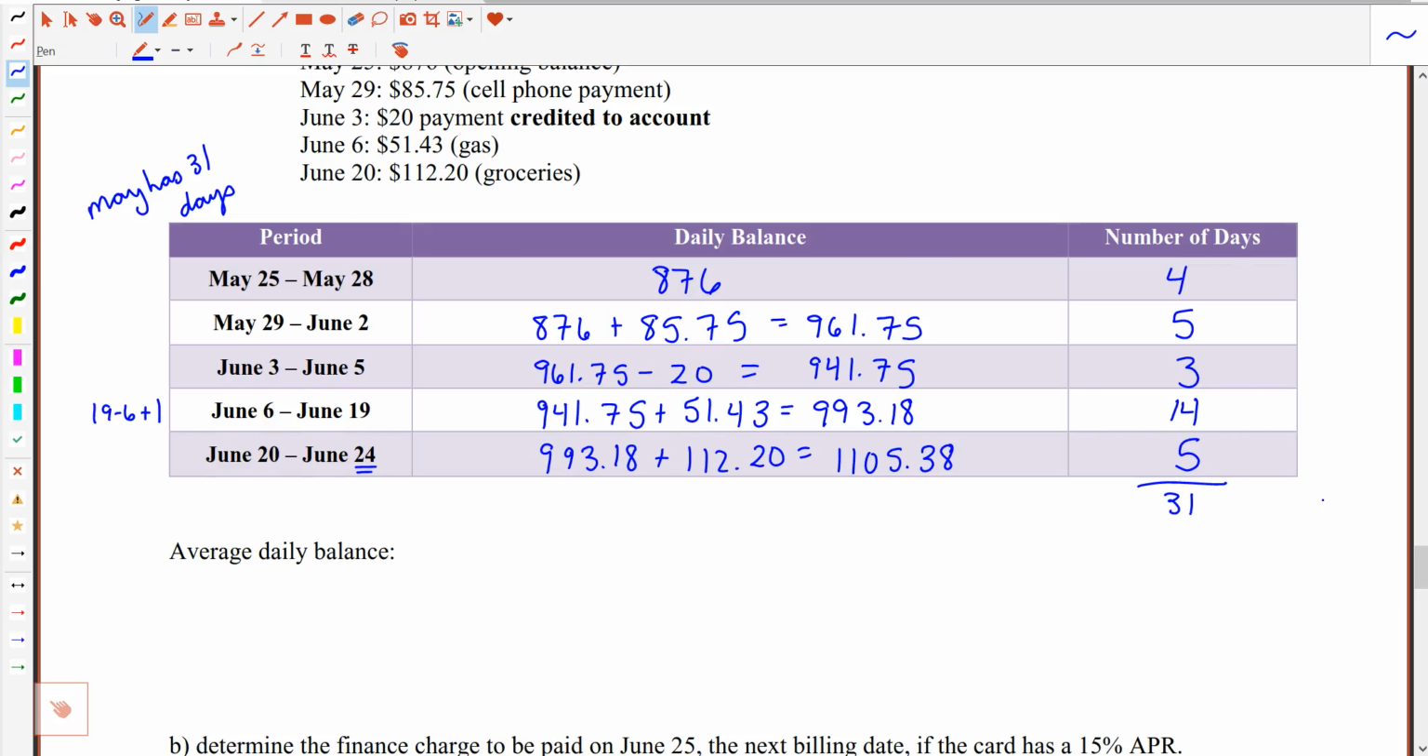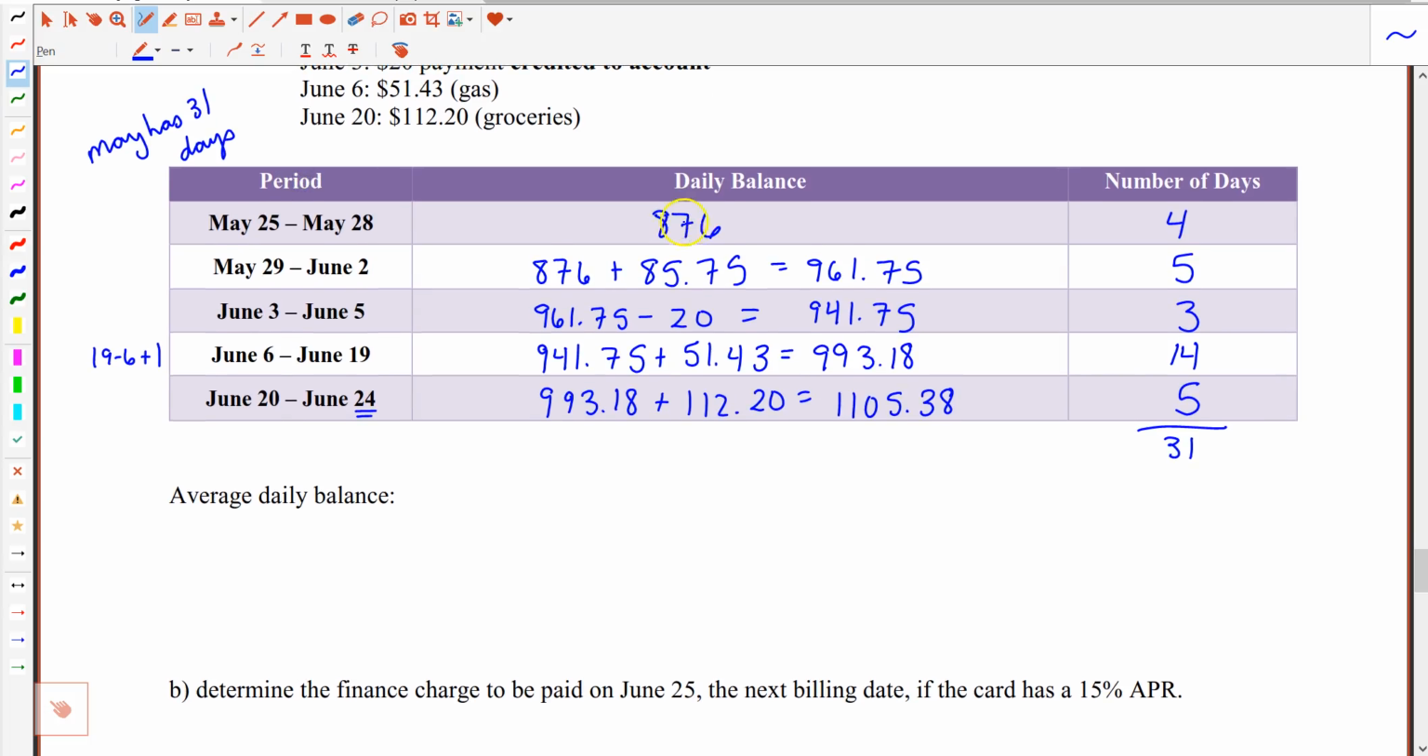Alright, so now we have everything we need to figure out the average daily balance. As opposed to doing the repeated addition, I'm going to instead multiply what the balance is on a particular day times how many days that balance occurred, and I'm going to do that for all of these different balances. So 876 occurred over 4 days. 961.75 occurred over 5 days. 941.75 occurred over 3 days. 993.18 occurred over 14 days, and then finally 1105.38 occurred over 5 days.